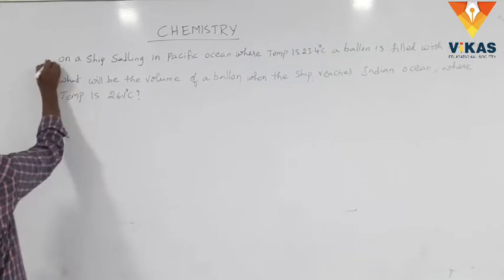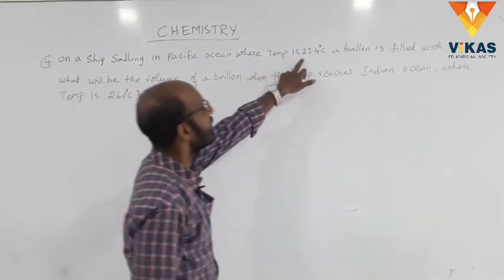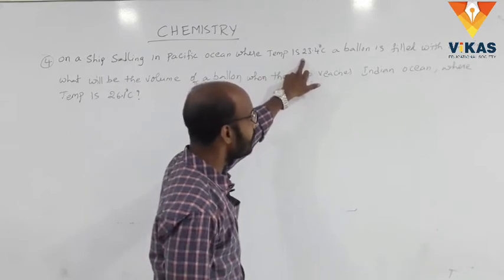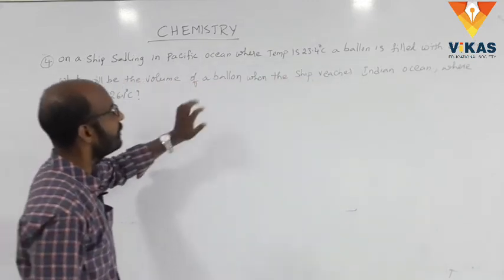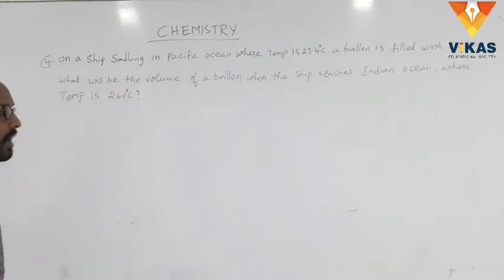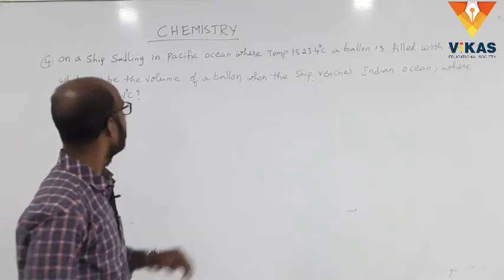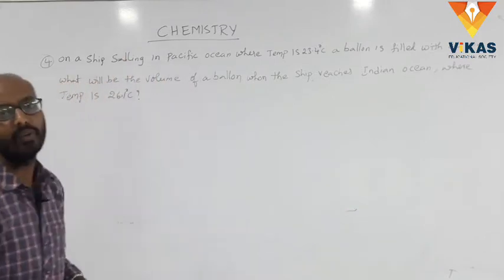On a ship sailing in the Pacific Ocean where the temperature is 23.4 degrees centigrade, a balloon is filled with 2 liters of air. What will be the volume of the balloon when the ship reaches the Indian Ocean where the temperature is 26.1 degrees centigrade? సో ఏమంటున్నాడు, ఒక షిప్ తీసుకొని ఆ షిప్లో ఎక్కడుంది, ఇన్ పసిఫిక్ ఓషన్లో సేలింగ్ అనే ఏరియాలో ఉంది.